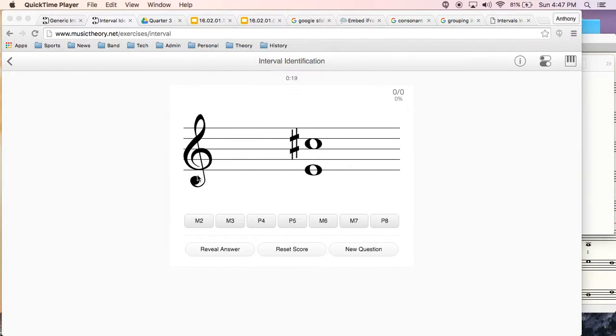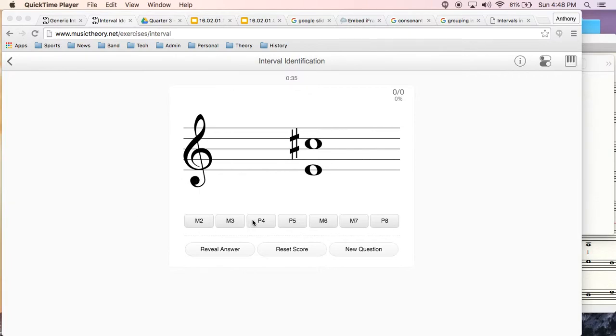I'm going to show you how to do this challenge that's ahead of you today. The challenge will be 30 in a minute. So what I'm going to do is show you the shortcut. You're going to have to quickly identify the intervals in front of you. I've eliminated most of the interval choices you have.